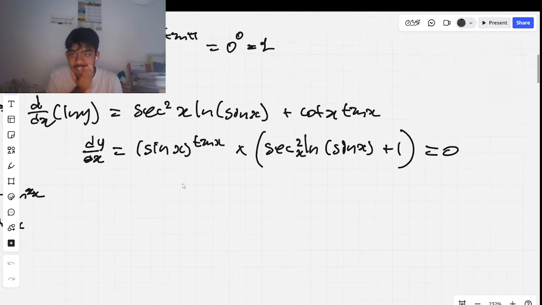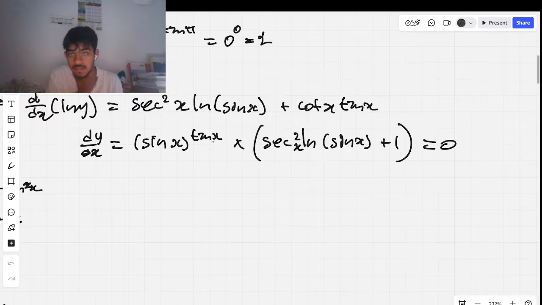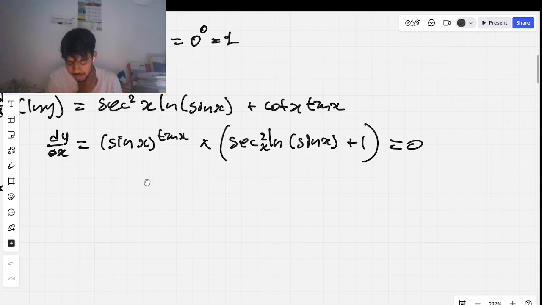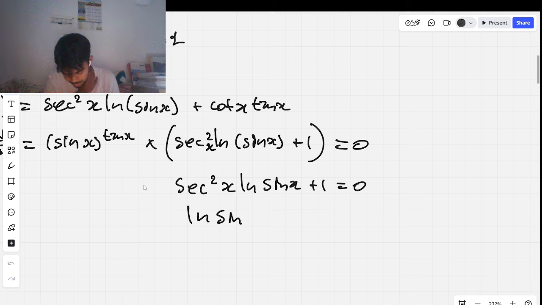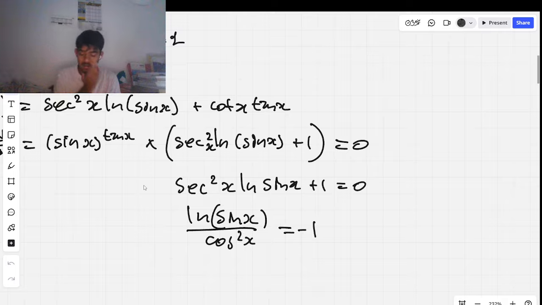Now, I know that sine x tan x is never going to be equal to 0, so I can divide both sides by it. And I get remaining sec squared x ln sine x plus 1 equals 0. Now, this is ln sine x over cos squared x is equal to minus 1.